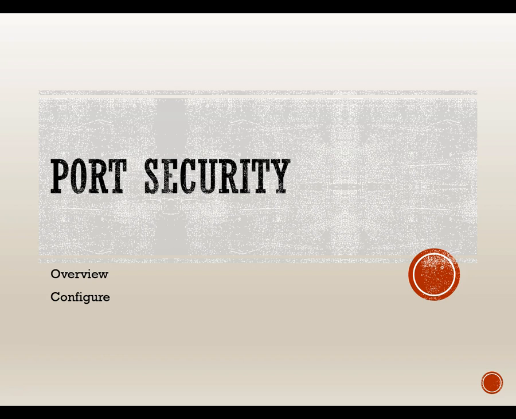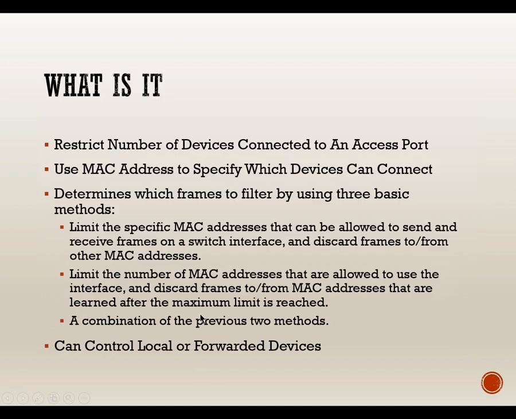First I want to do again the PowerPoints and then do a demo of how to do it and what each of these things are. So what is it? We're going to restrict the number of devices connected to an access port. We use the MAC address to specify which devices can connect, and we know that the MAC address is going to be unique, or we hope it's going to be unique.